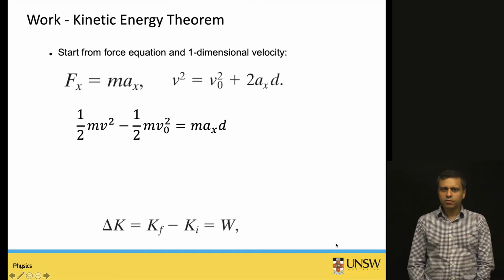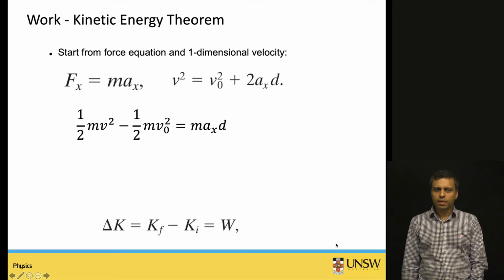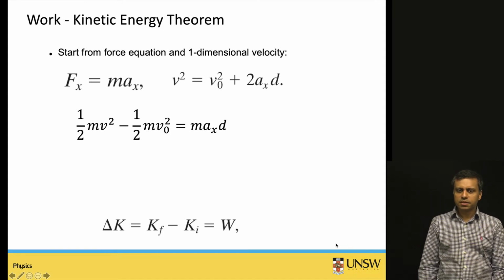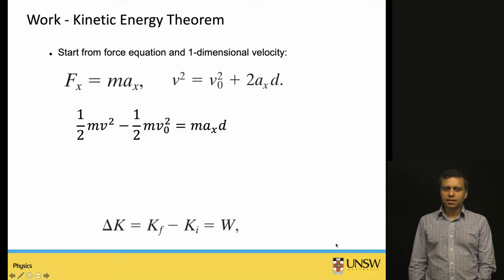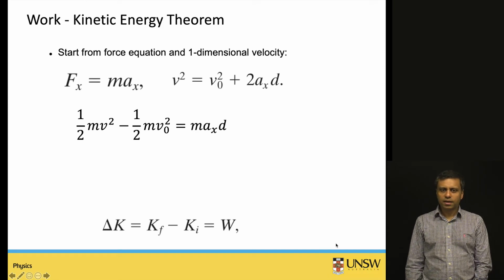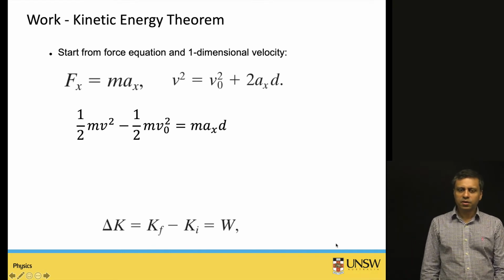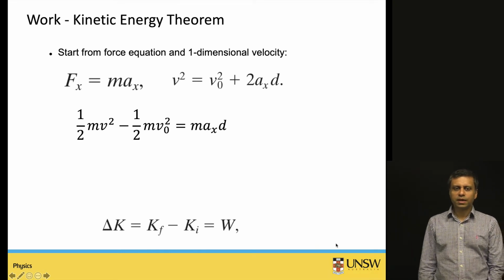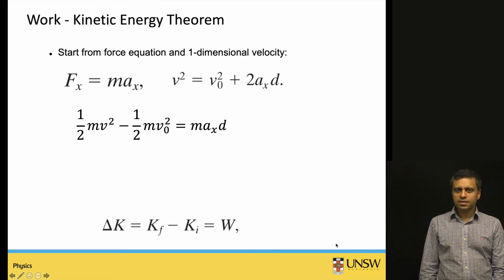And also we will invoke an equation from our study of kinematics, from the kinematics module. Because the acceleration is constant, we can write the final velocity squared: v squared equals v naught squared plus 2 a_x d. Here v naught is the initial velocity, v is the final velocity, a_x is the constant acceleration, and d is the displacement.